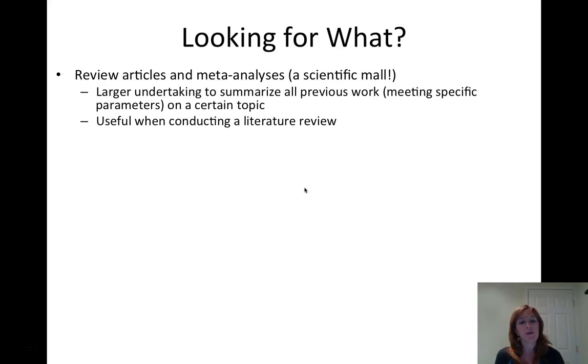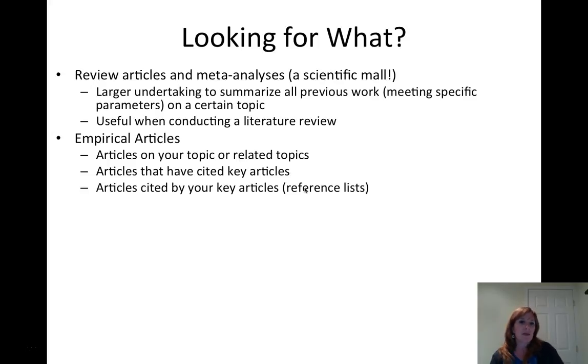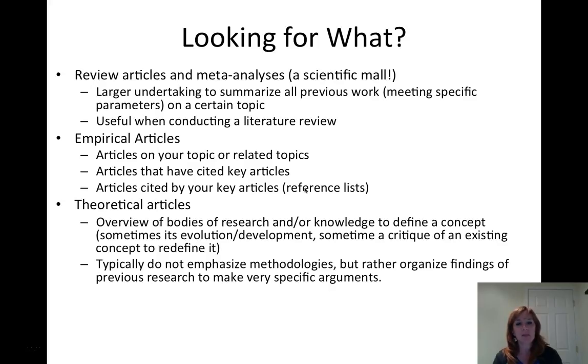And these are bigger papers that will try and summarize all previous work or most previous work on a particular topic. And those are really useful when you're conducting a literature review, especially on a topic that you may not know as well and may not be as familiar with. And then empirical articles or research articles on your topic or topics related to your topic, articles that have cited other key articles that are useful for you. So that's as the cited by, looking in the reference list for those as well.